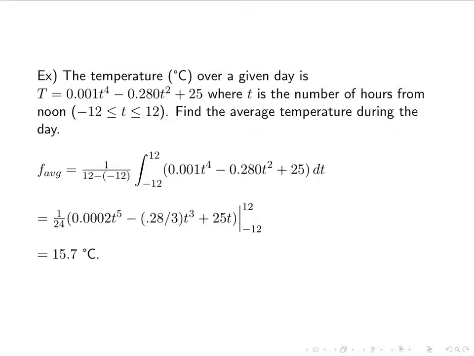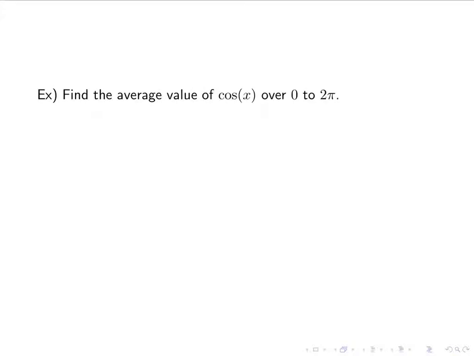Celsius. The units are always the units of the original function, which hopefully makes sense. The average temperature should be a temperature. This guy is in temperature, this is in hours, this is in 1 over hours, so the hours cancel, and we're left with the temperature. You always want to make sure that your units make sense. Okay? So here they do. So let's try another one.